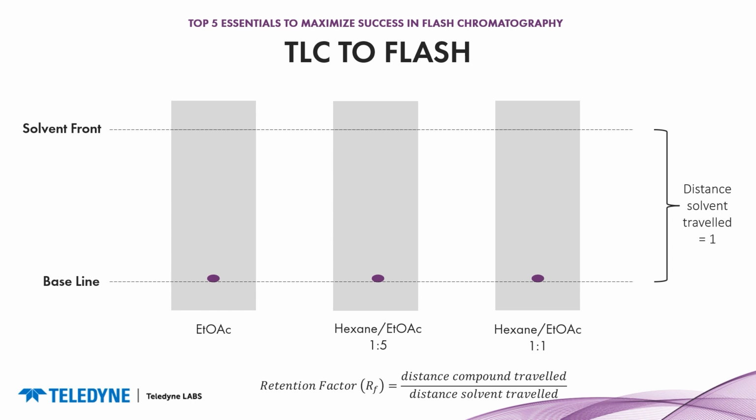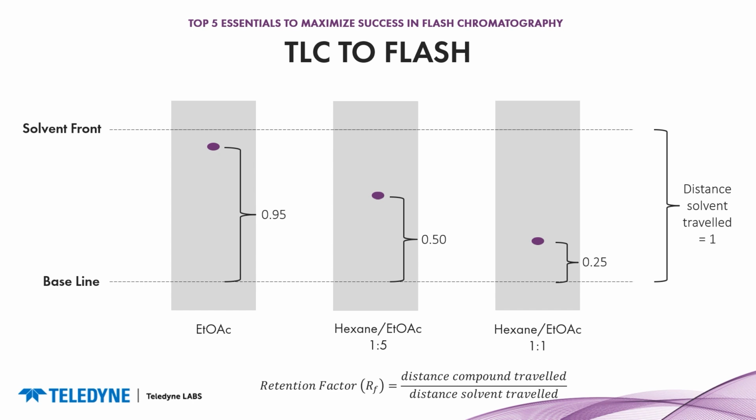So the TLC plate on the left is run with just ethyl acetate. The one in the middle is run with a hexane ethyl acetate in a 1:5 ratio. And then the one on the right is another hexane ethyl acetate ratio, 1:1. So as we develop these TLC plates, you can see how the compound of interest is going to move with the stationary phase and the mobile phase.